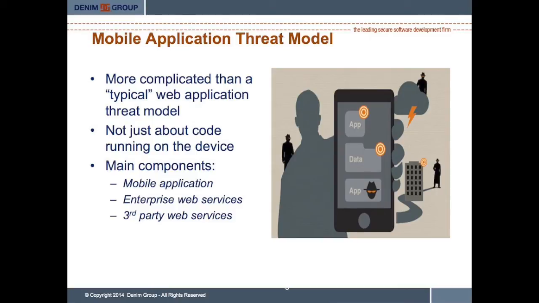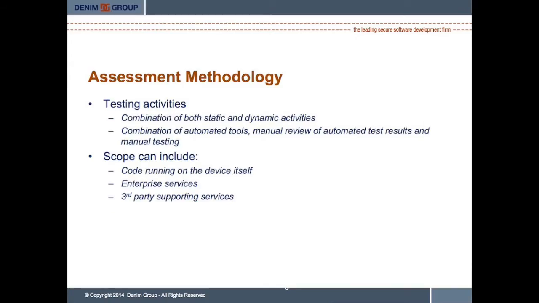Again, mobile application threat models are more complicated, and that means that the types of testing techniques become important. So from an assessment methodology perspective, to include these tests in our population, what we needed to see was a combination of static testing, looking at source code or binaries, combined with dynamic testing, looking at the systems as they actually run in production, the mobile application, the web services, and so on. And we used a combination of both automated tools as well as manual review of the automated test results and manual testing.